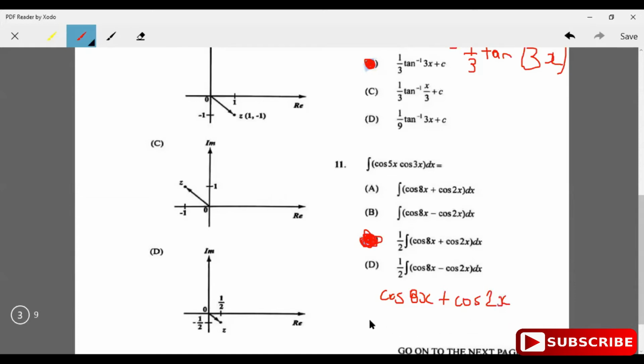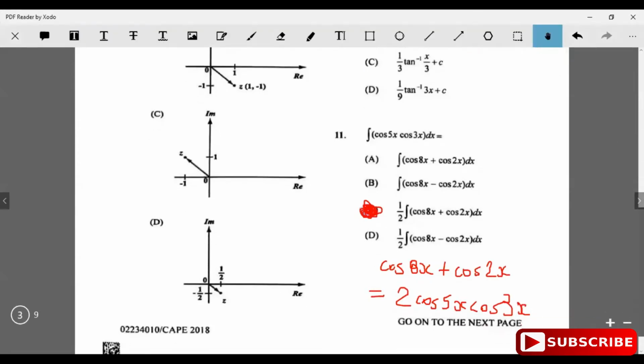This is the sum of two cosines, and that's equal to twice the cosine of half the sum. So it works out to be twice the cosine of 8x plus 2x divided by 2, which is 5x, times the cosine of 8x minus 2x over 2, which works out to be cosine 3x. Then divide both sides by 2 to get this solution. Easy question.